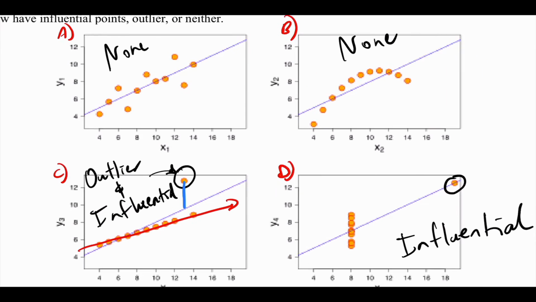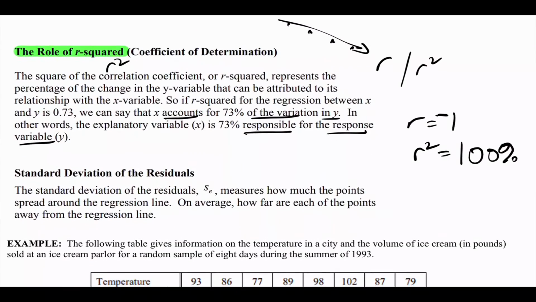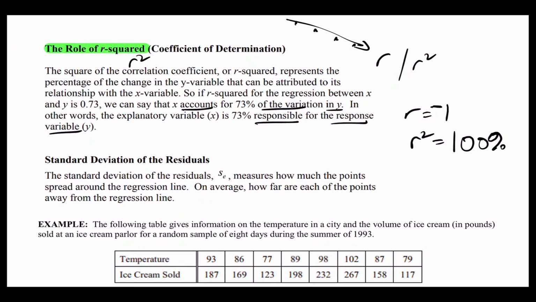So there was a famous one. I always tell this every year because it's interesting. The most famous R squared thing I can ever think of, one of my professors told me this in college.